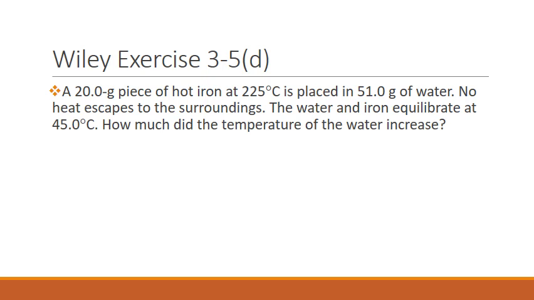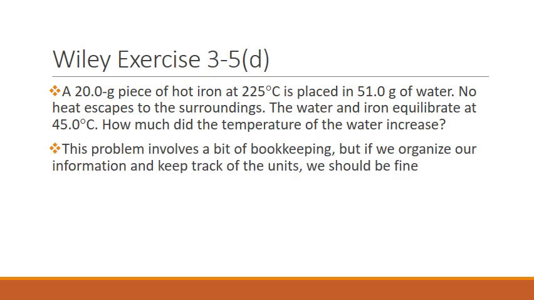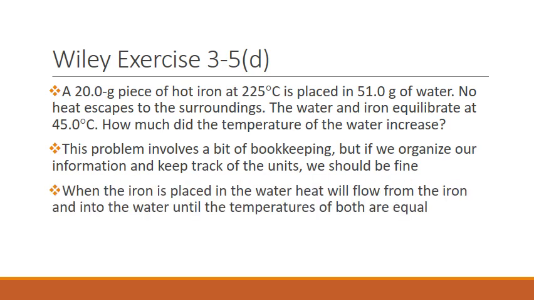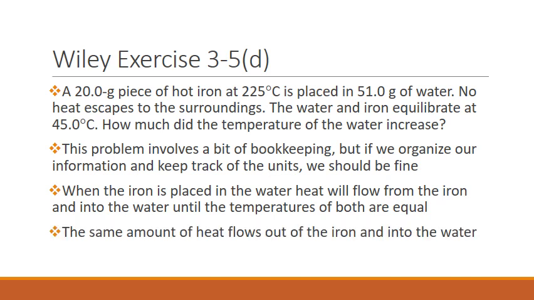So once again, we're going to use our formulas, we're going to pay attention to our units, and not think about this too much. There is a bit of bookkeeping, but we'll organize our information, we'll keep track of units, we will get this. So heat flows from the iron, because it's hot, into the water. The water is definitely colder than 225. So it will flow from the iron into the water until the temperatures of both are equal. So the equilibration temperature is 45 degrees. An important point is the same amount of heat flows out of the iron and into the water.